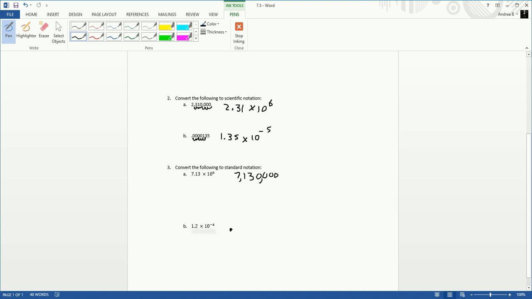So if we move it 1 place here, then we're in front of that 1. So that means then we're going to have a total of 3 zeros then in front of that 1. So that way the decimal point has moved a total of 4 places to the left there. So we'd have 0.00012 for our value.